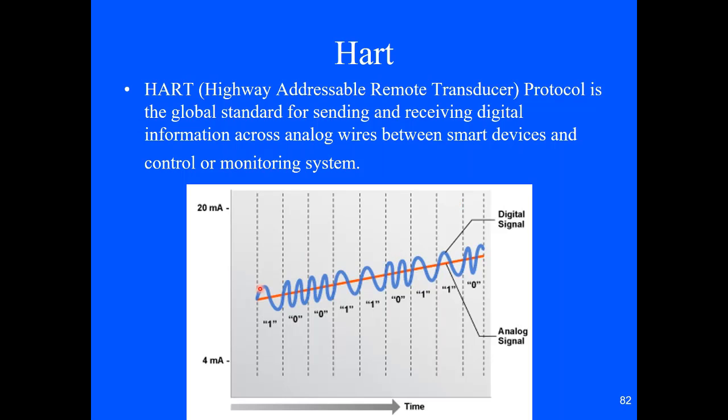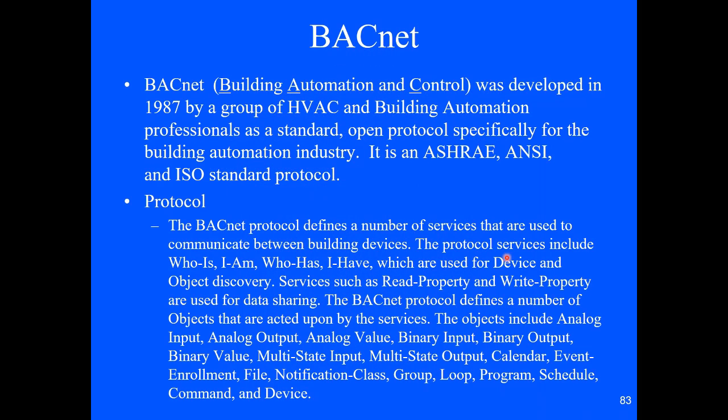HART is kind of interesting because it uses a 4-20 milliamp signal. So you say, how do I get zeros and ones? Well, what they do is they just put a 0 or 1 above or below where the milliamp output is. So that's kind of how HART works with communications.